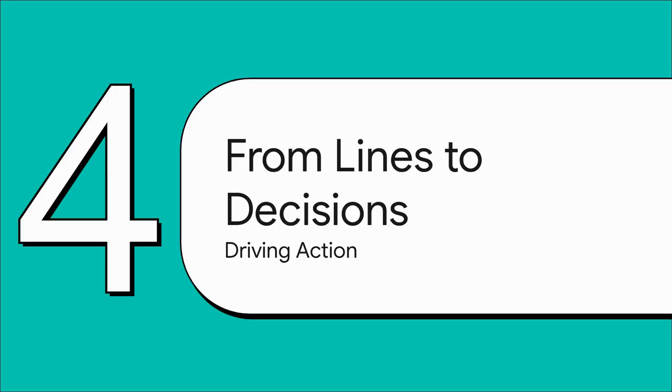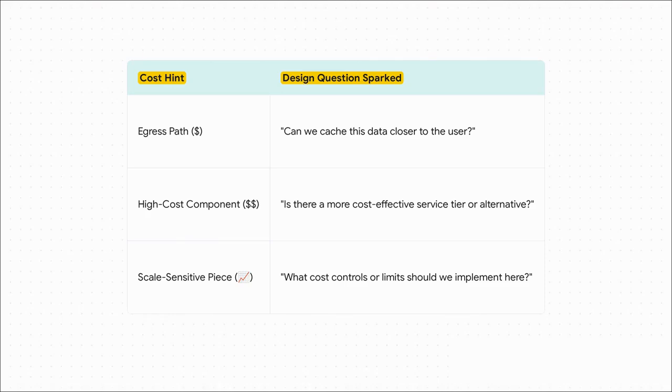Okay, so we've got these cool new annotations on our diagram. Awesome, but what's the point? This is the most important part. We're moving beyond just drawing lines on a page, and we're starting to drive truly intelligent design decisions. See that $ sign on the egress path? It's not just a warning. It should immediately spark a question in your head, like, can we use a CDN or cache this data closer to the user? And that double $ sign on the database? It forces the team to ask, hey, is there a cheaper service tier we can use? Or maybe a totally different architectural pattern? And that little graph icon, it makes you think, okay, what guardrails, what budgets, what alerts do we need to put in place here before this thing gets out of control?